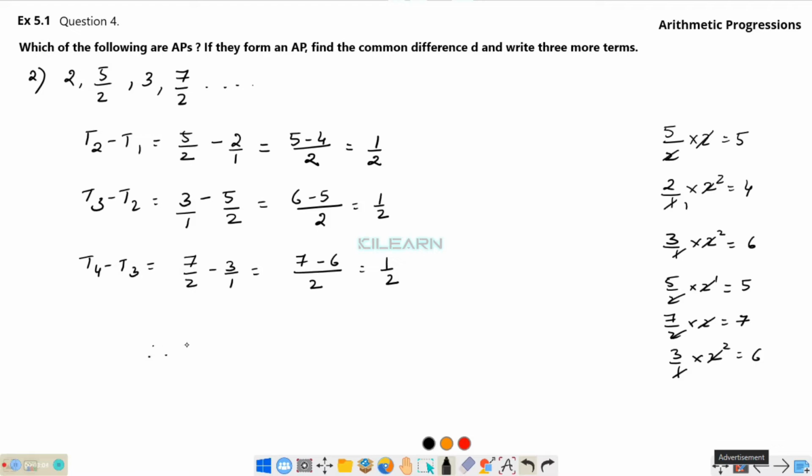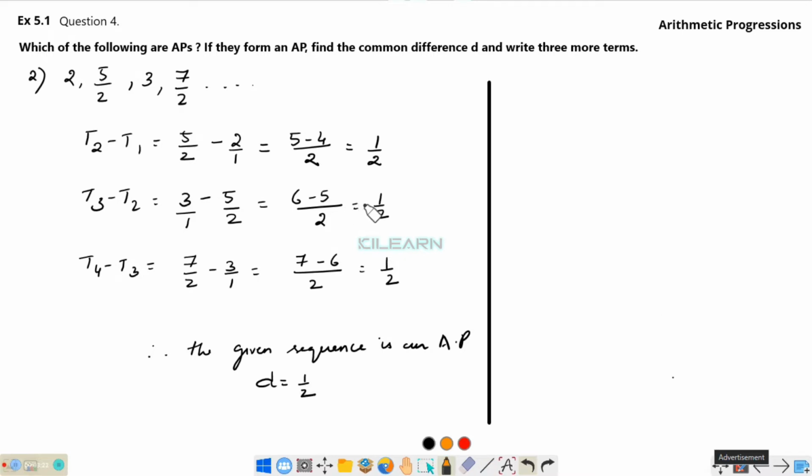So therefore, the given sequence is an AP. We can also write D is equal to 1 by 2. So now we need to find the next 3 terms. So T1, T2, T3, T4. Next one is T5. So how do we find T5? That is A plus 4D. It's one less than the nth value.